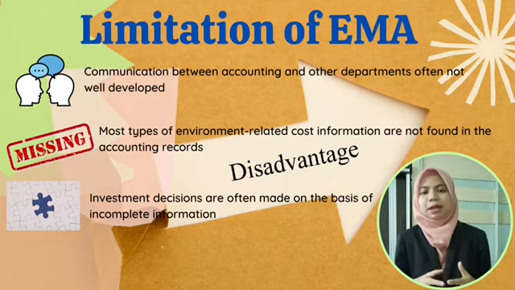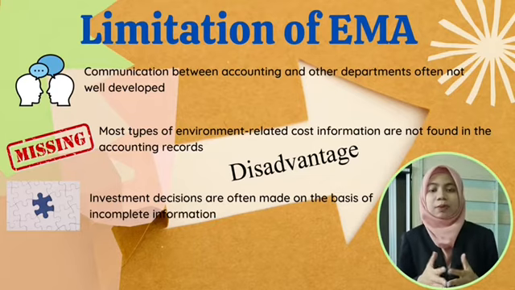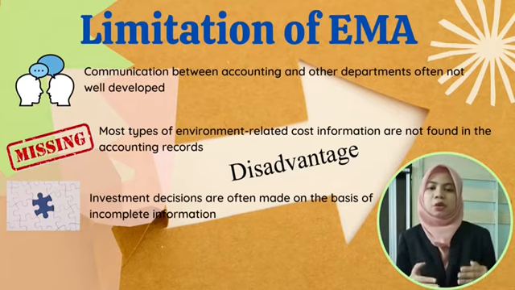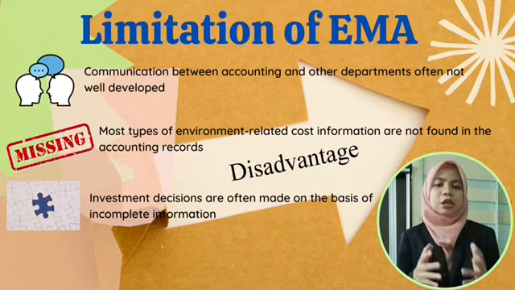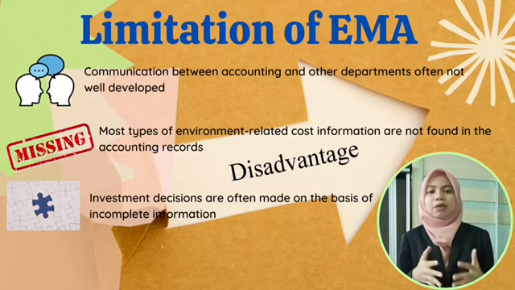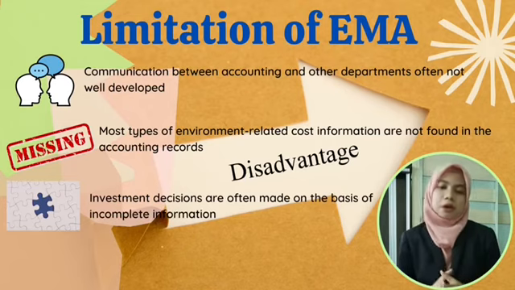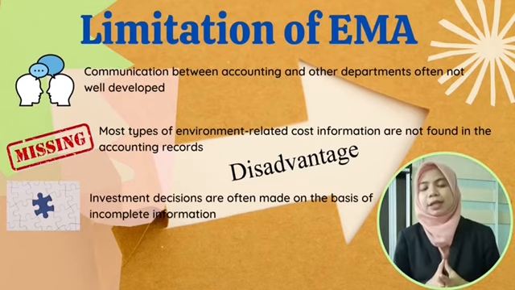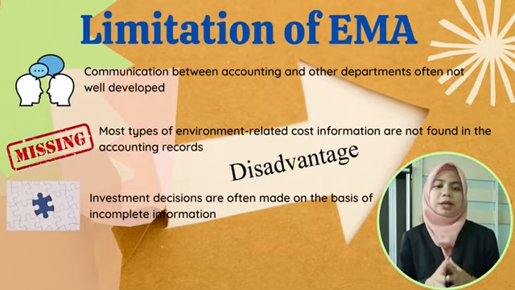Accounting records typically do not contain much information on future environment-related costs, even though the costs may be significant, because the accounting system traditionally looks toward the past. Accounting records also lack other less tangible environment-related costs. And the last one is investment decisions are often made on the basis of incomplete information.